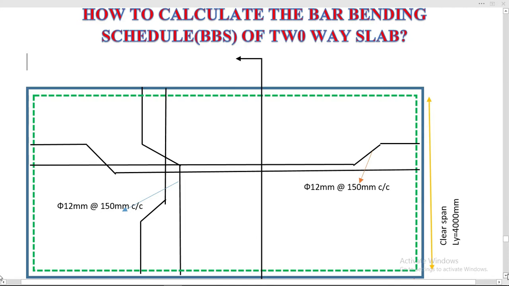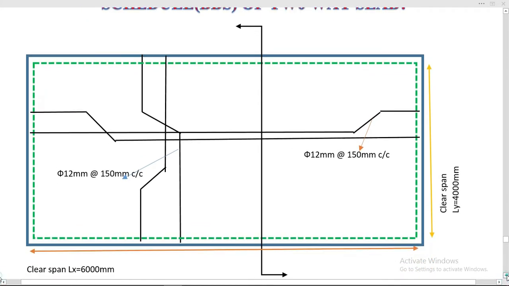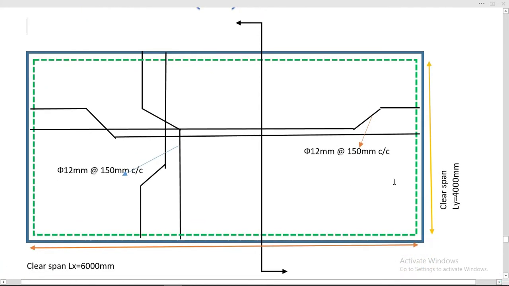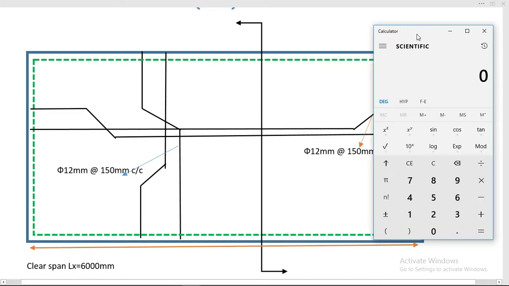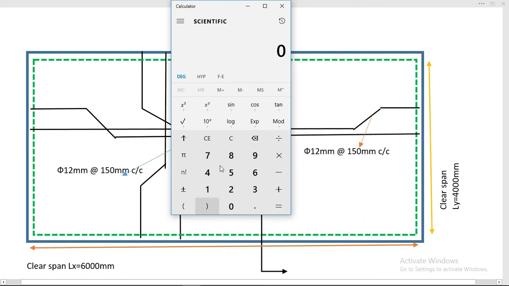So this is the slab in front of us. It's a two-way slab. To find whether this is a two-way slab or one-way slab, we have a formula: divide the longer span by the shorter span. Let's do it on the calculator to check whether our slab is two-way or one-way. Here you will see our longer span is 6000 and shorter span is 4000, so 6000 divided by 4000. Our value is 1.5.